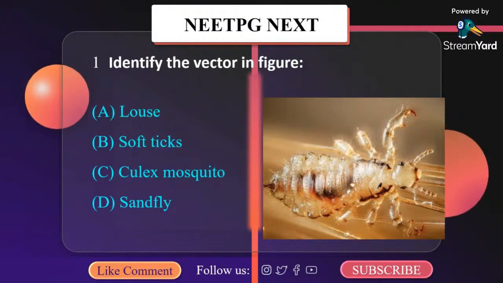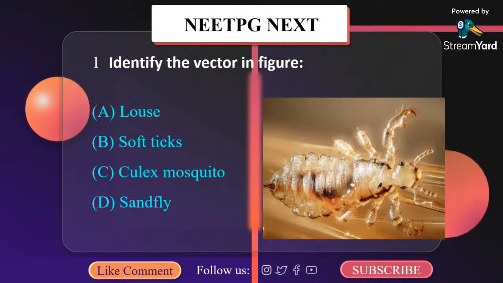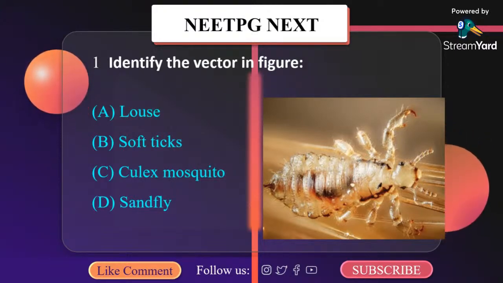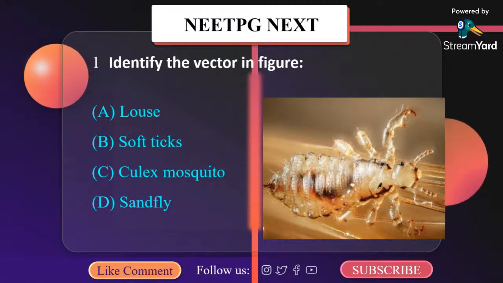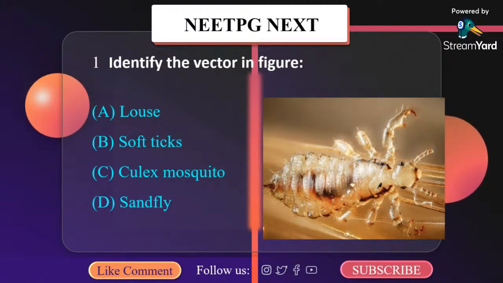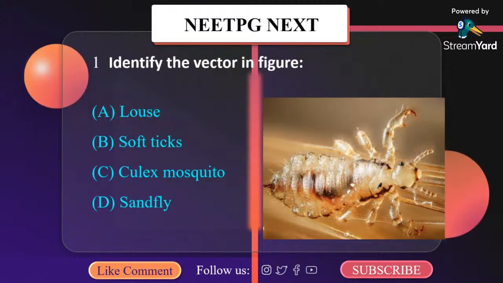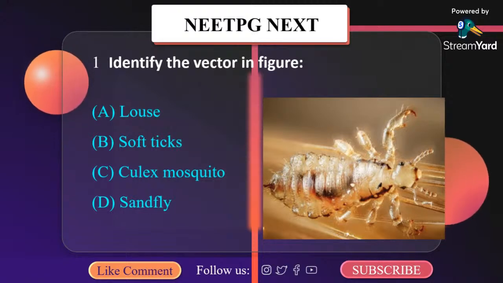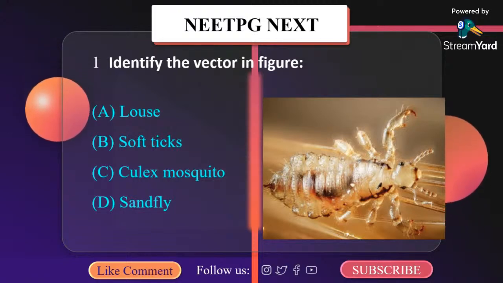Identify the vector in the figure. A. Louse. B. Soft tick. C. Culex mosquito. D. Sandfly. The vector is A. Louse. B. Soft tick. C. Culex mosquito. You can see clearly it is the louse.